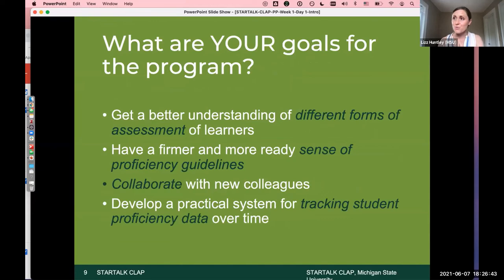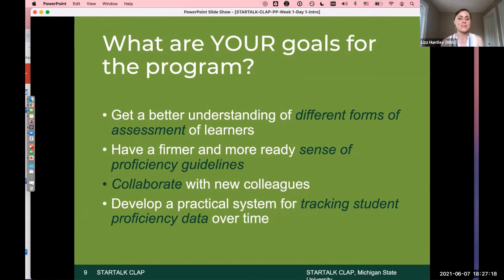We also asked you what your goals are for the program, and hopefully we'll be able to answer these throughout the course of the next couple of weeks. So many of you wanted to get a sense of what are the different types of assessments that are out there. You know, we asked you about where you get your assessment ideas from, and a lot of you said the textbook, or I just asked what other people are doing in my department. So hopefully you'll get some ideas here that you can incorporate into your current assessment routine.